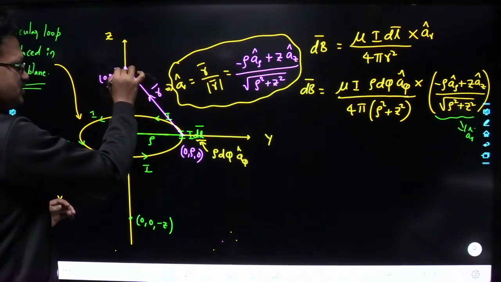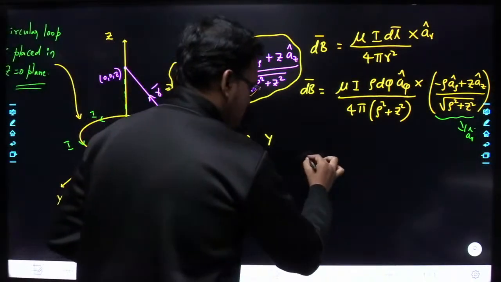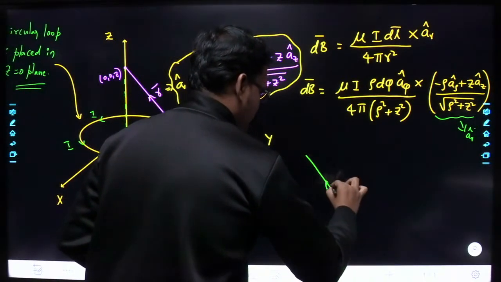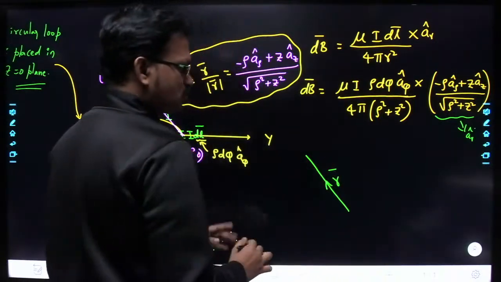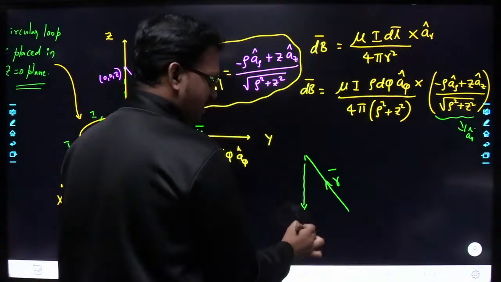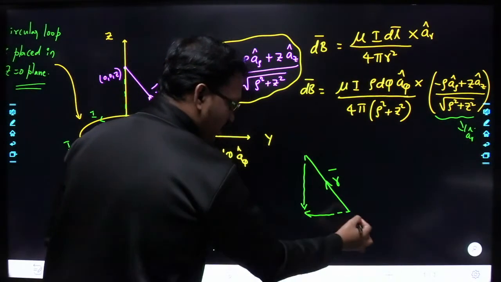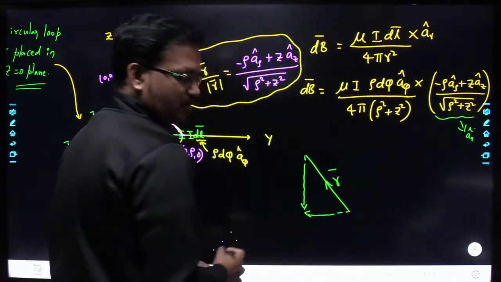One is along the z direction, yes or no? See, the r bar is like this, right? Okay, so I can resolve this into two components. One is along the z direction, and another one is along the minus a_r cap direction.